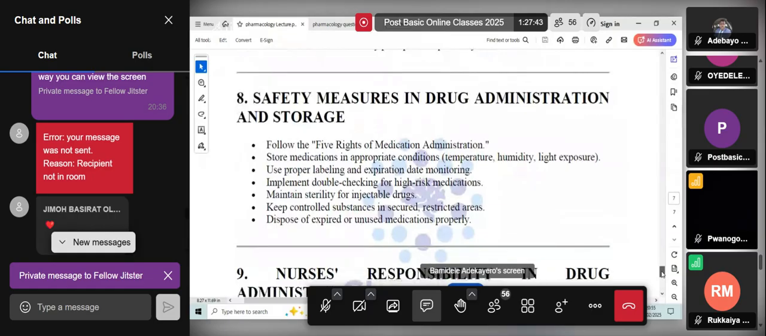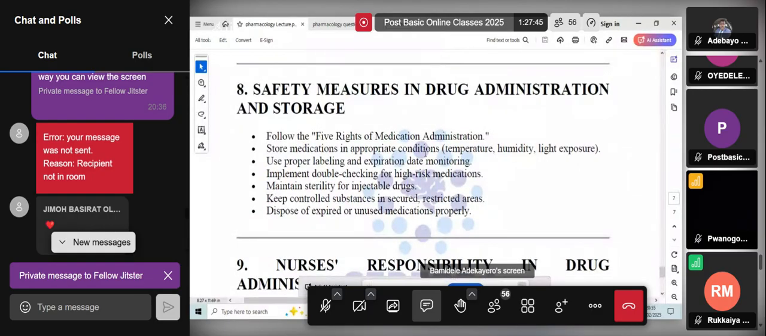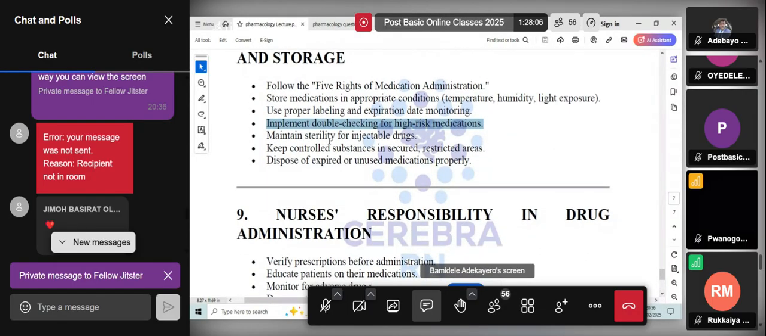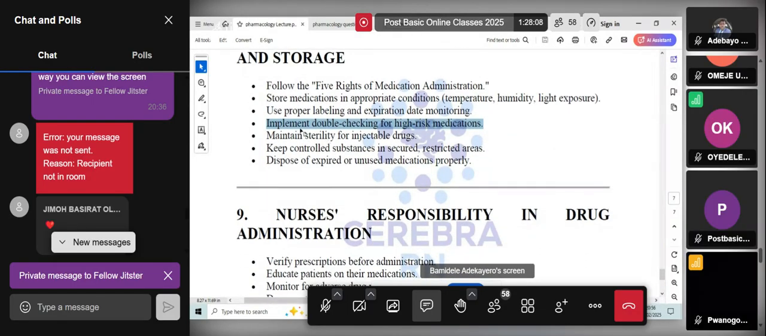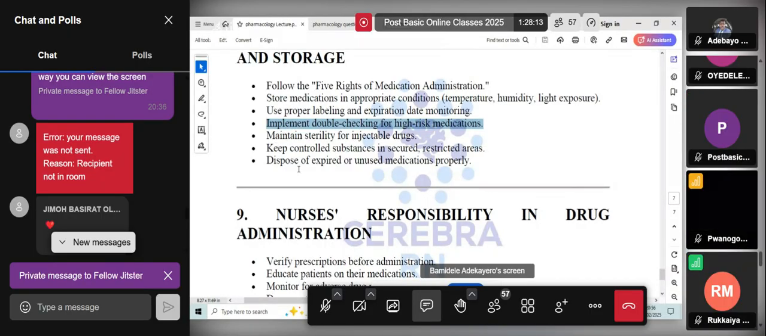Safety measures, we've talked about this already. The five rights are very important. You store the medications properly, right temperature, right light exposure. The expiry date should be looked at. Implement double checking for high risk medication. That is why two people need to sign when giving a controlled drug. Maintain sterility of injectable drugs, keep controlled drugs in secured cupboards, and dispose of expired medication.